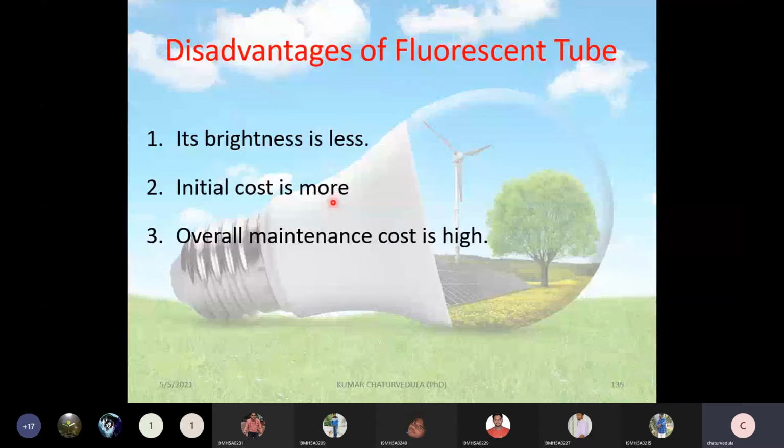Suppose in the olden days, incandescent bulbs used to cost 10 rupees, 12 rupees, 15 rupees at the maximum for an incandescent bulb of 10 watts. Whereas if you want to purchase a fluorescent tube, it used to cost around 60 to 70 rupees, and with the choke setup altogether it is around 200 rupees. Okay, so which was costly. Initial cost was high. Even after that, maintenance cost is also high.